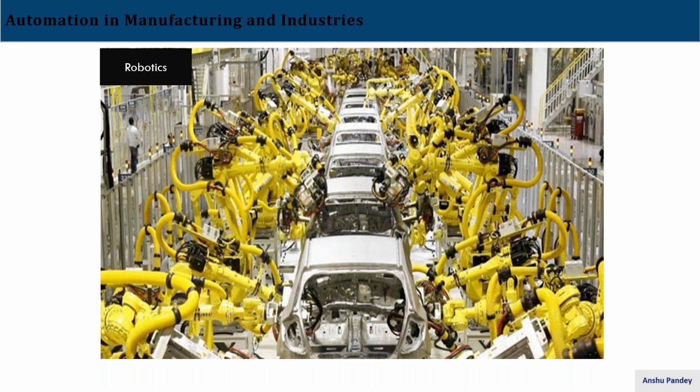And similarly, if there is a human who is, let's say, capping the bottles in a bottling plant, I can make a machine do that. That could be thought of as a robot. So robotics is more about replacing a human who is doing a specific process.